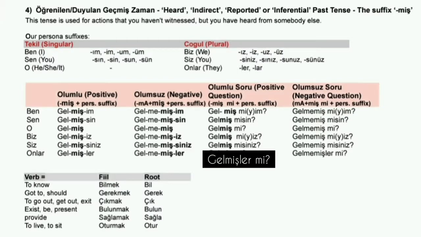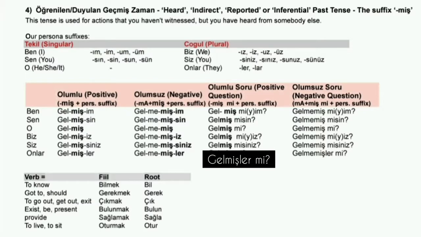What about olumsuz soru? Negative question. Again, we are using the first part of our negative verb. Gelmemiş. And then again adding mi and the personal suffix. Gelmemiş miyim? Ben gelmemiş miyim? Sen gelmemiş misin?